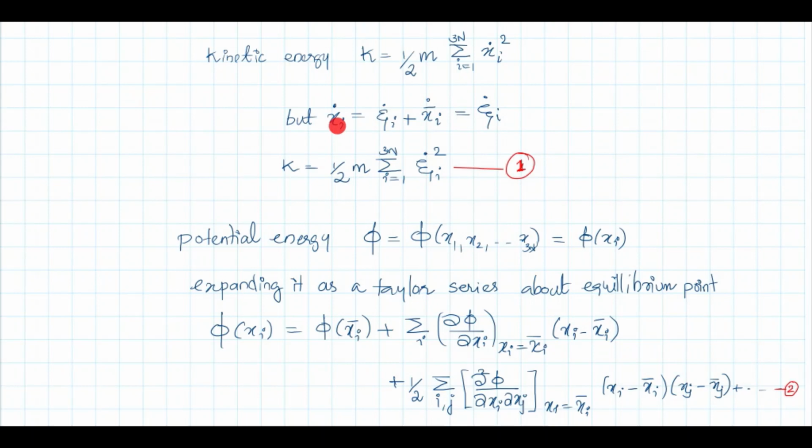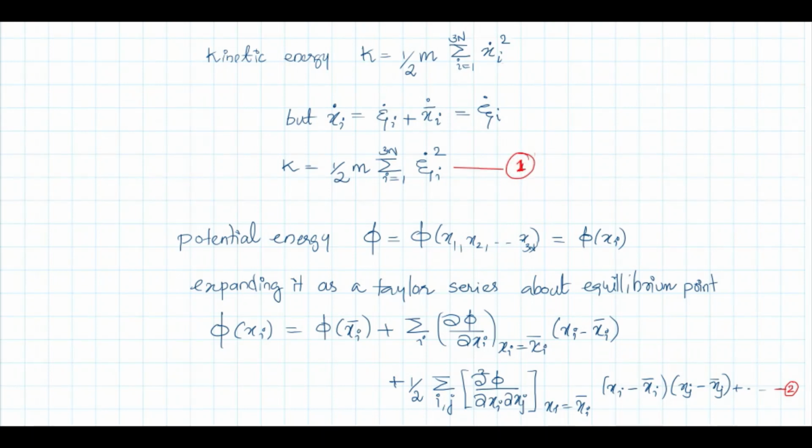But we have xi equal to theta i plus xi bar. When you take the derivative, xi bar dot is 0, because xi bar are the equilibrium positions that will not change with respect to time. So xi dot is nothing but theta i dot. Substituting here, you will get kinetic energy as half m into sigma i equal to 1 to 3n theta i dot square. Call this as equation number 1.